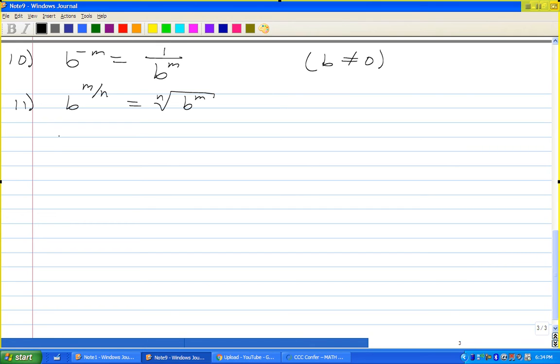Let me do some examples. On page 184, suppose I do problem number 1. In exercises 1 through 12, identify the base and the exponent of the exponential expression. So 3 to the power 6. So the exponent is 6 and the base is 3.